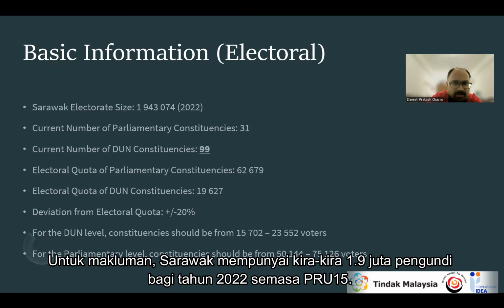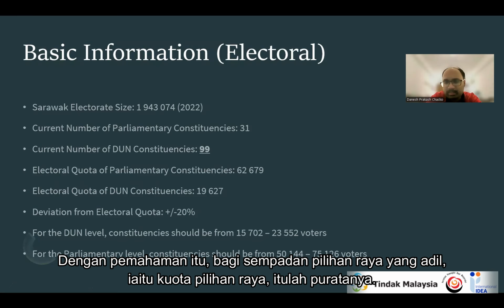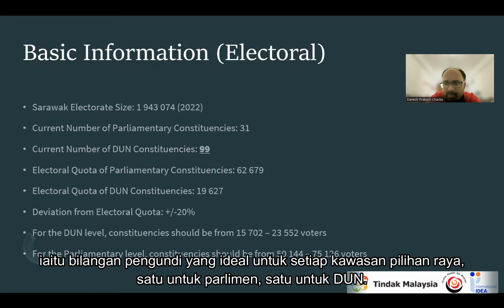For your information, Sarawak has approximately 1.9 million voters for the year 2022, which is GE15. As of now, it has 31 parliamentary constituencies and 99 DUN constituencies. With that understanding in mind, when we talk about drawing fair electoral boundaries, we need to talk about one term called electoral quota, which is the average. That is the ideal number of voters for every constituency, one for the parliament, one for the DUN.